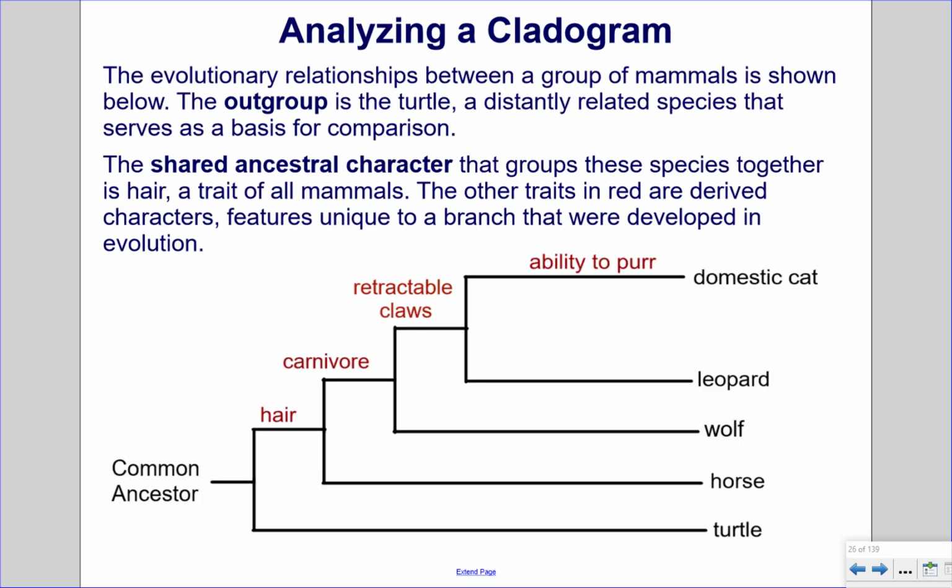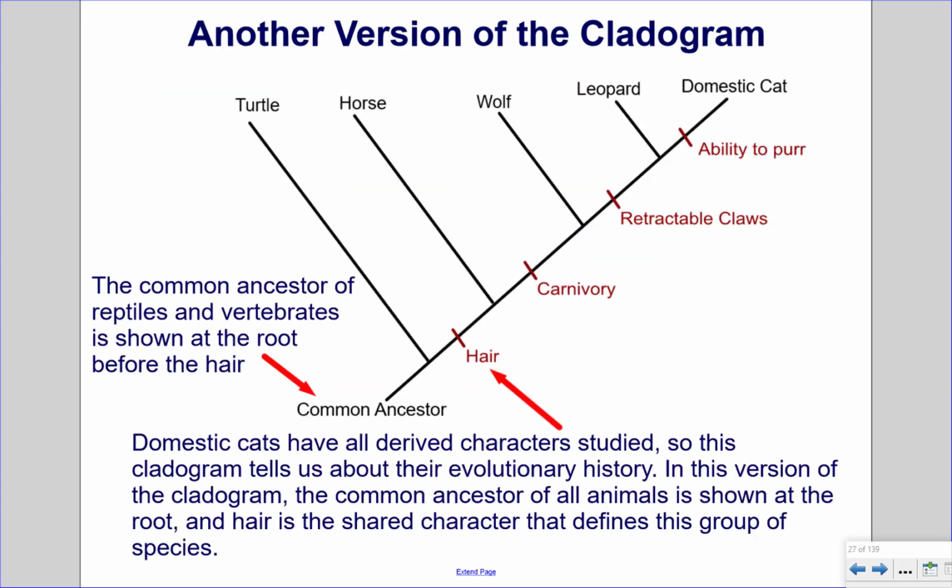Analyzing a cladogram. The evolutionary relationships between a group of mammals is shown below. The outgroup is the turtle, a distantly related species that serves as a basis for comparison. The shared ancestral character that groups these species together is hair, a trait of all mammals. The other traits in red are derived characters, features unique to a branch that were developed in evolution.